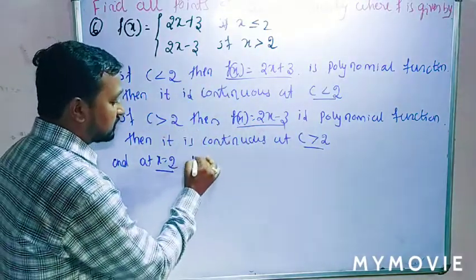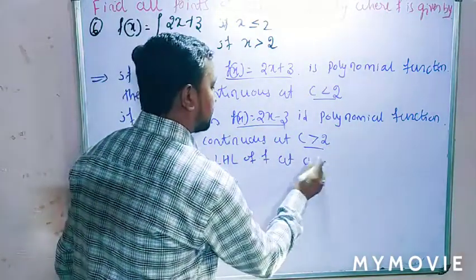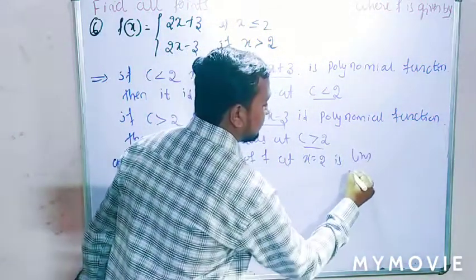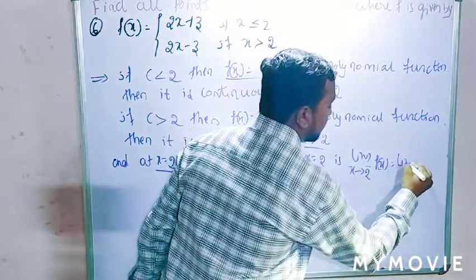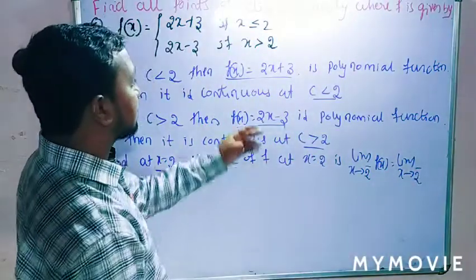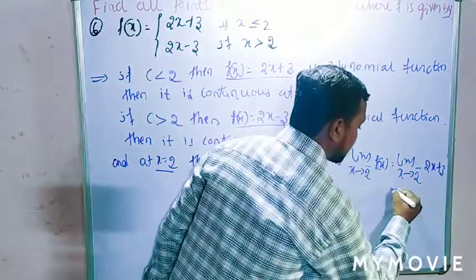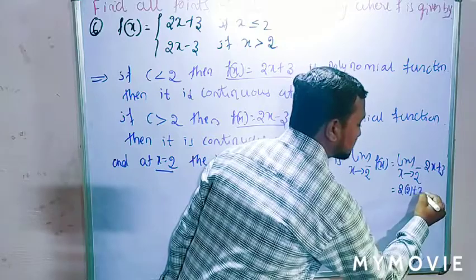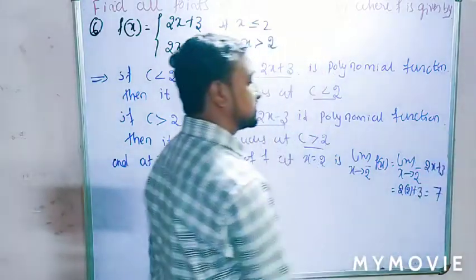At x equal to 2, the LHL of f is limit of x tends to 2 minus f of x, which is equal to limit of x tends to 2 minus of the corresponding LHL expression, that is 2x plus 3. Apply the limit: 2 into 2 plus 3, which is 4 plus 3, that is 7. So this is your LHL.